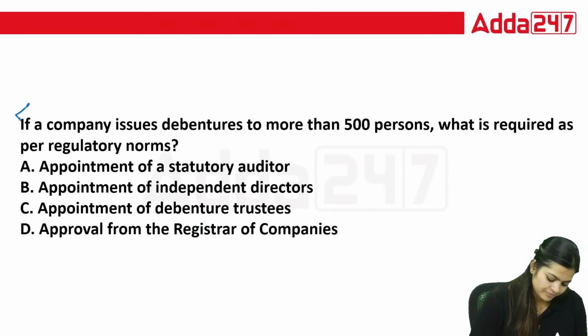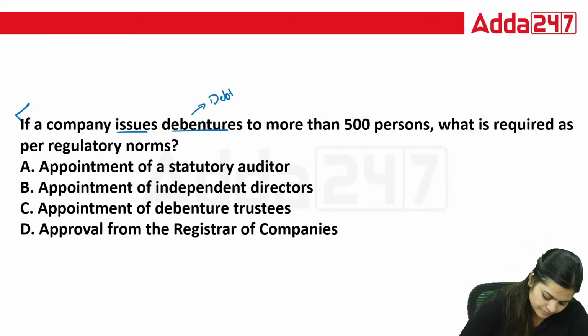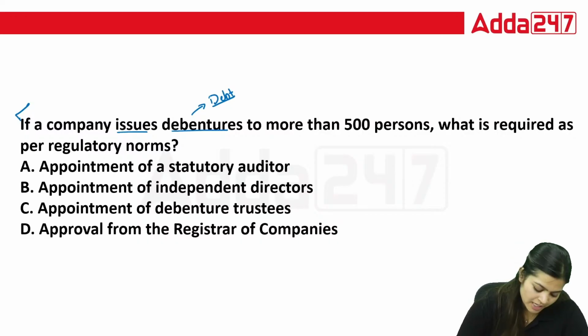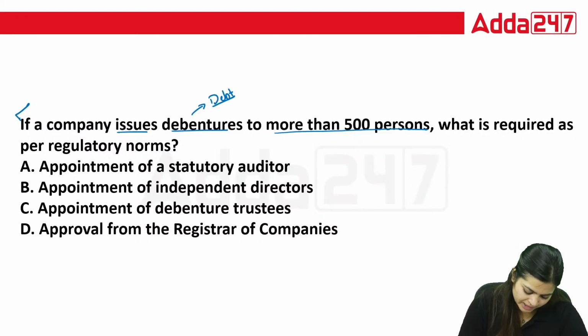Okay, so we have one theory question here. As per this, if a company issues debentures, these are your debt amount. So if a company issues debentures to more than 500 people, what is required as per regulatory norms? A. Appointment of a statutory auditor. B. Appointment of independent directors. C. Appointment of debenture trustees. D. Approval from registrar of companies.